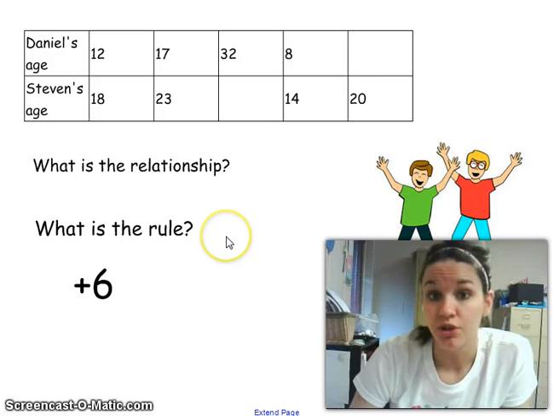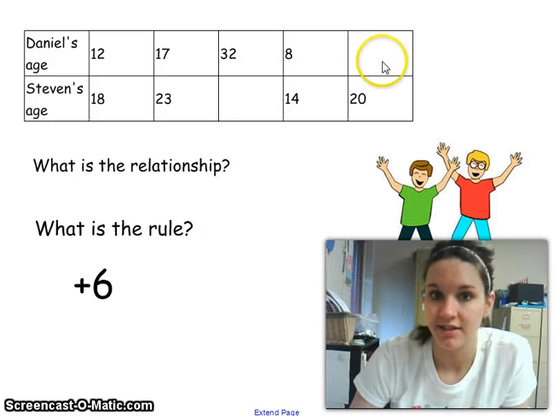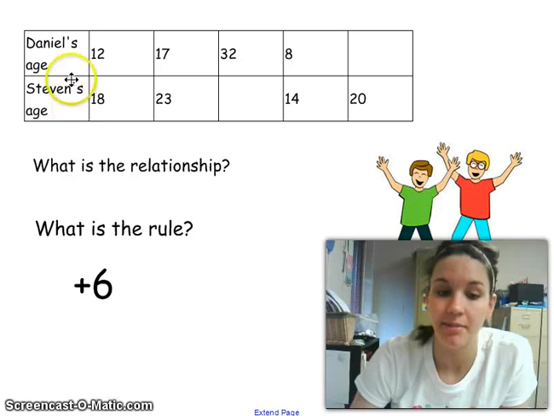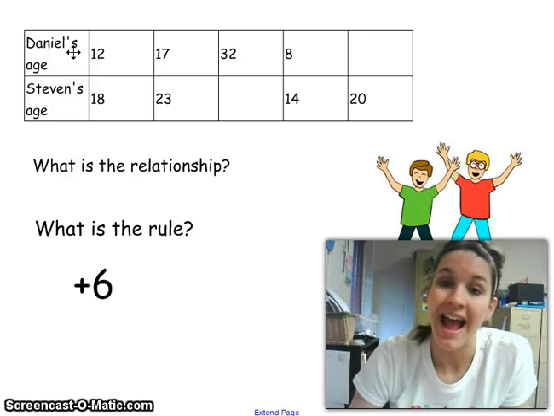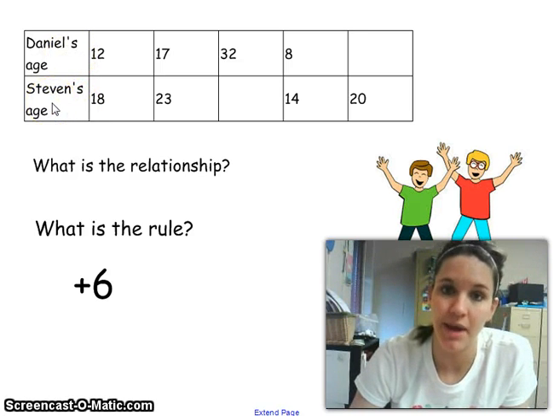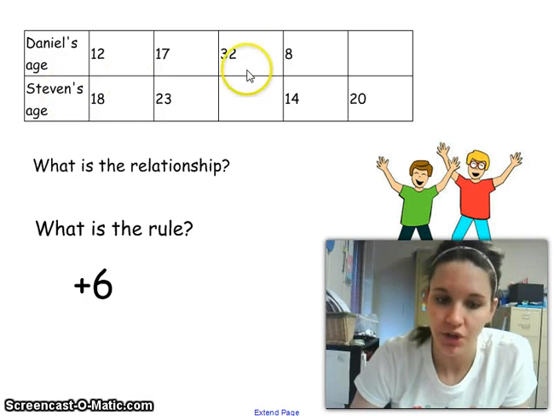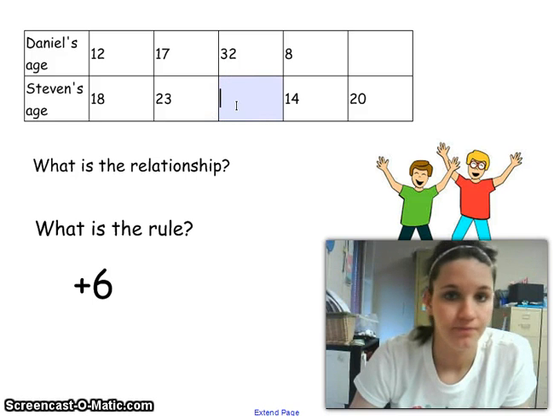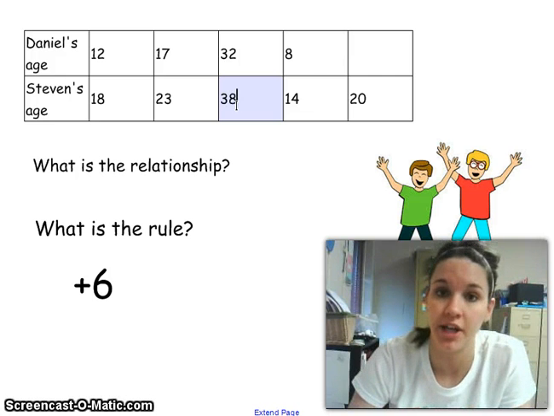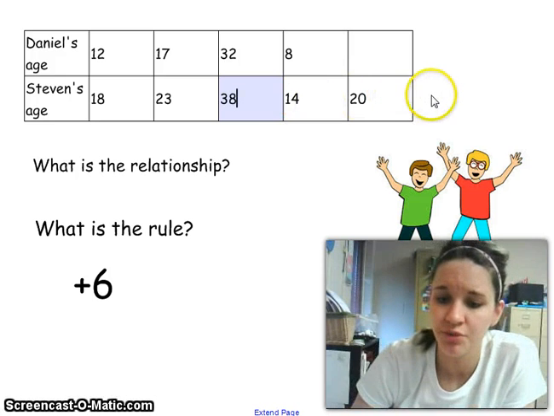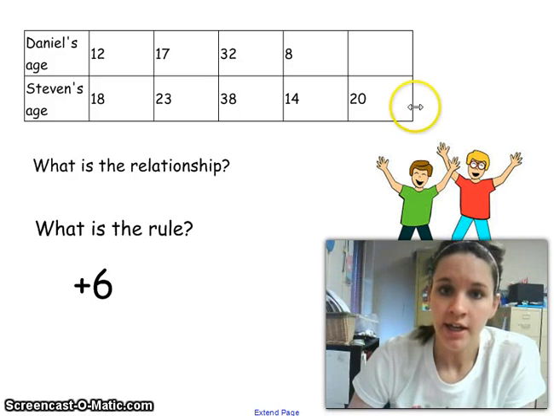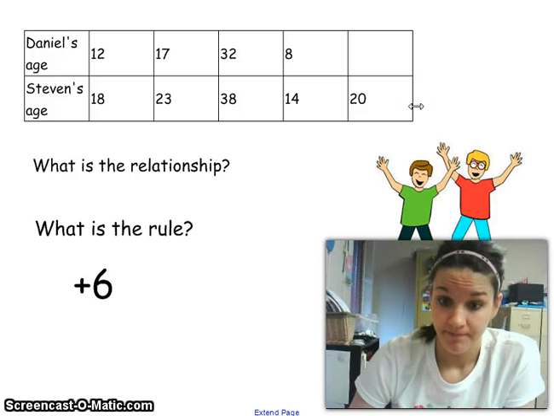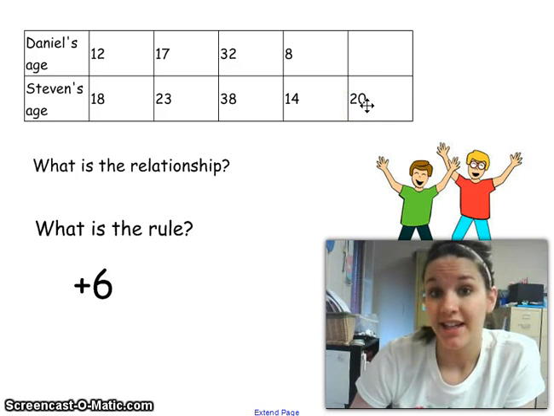Now that I know the rule, I can fill in these blank boxes because I know that every time I see Daniel's age, I'm going to add 6 and get Stephen's age because the pattern was consistent. So if I know Daniel's age is 32, what could I do for Stephen's age? We know the rule is add 6, and I know that 32 plus 6 is going to give me 38. Now this last one is slightly trickier. We know the rule was plus 6. So if I do 20 plus 6, I get 26.